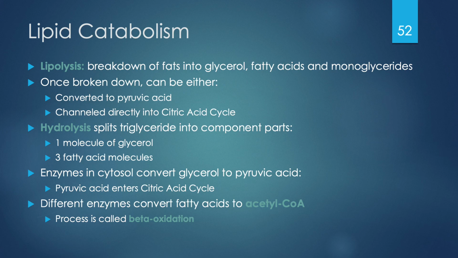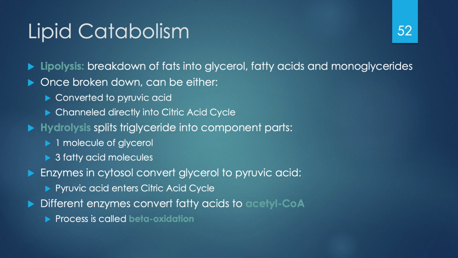Hydrolysis is going to be involved here in that it splits triglyceride into component parts. So of course we're breaking down water, right? And so we'll end up with one molecule of glycerol and 3 fatty acid molecules. Enzymes that are present in the cytosol are going to convert glycerol into pyruvic acid, and so then the pyruvic acid is able to enter the citric acid cycle because pyruvic acid is the end of glycolysis and is the beginning of the citric acid cycle in general.